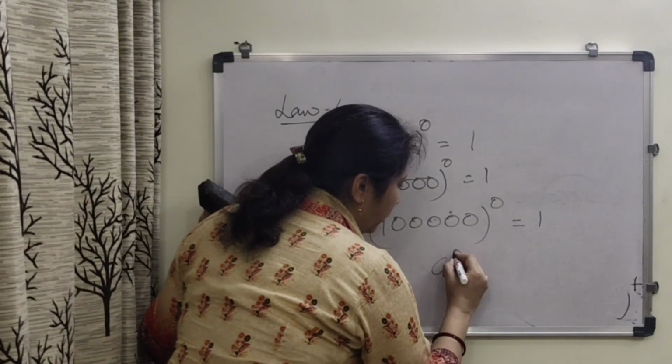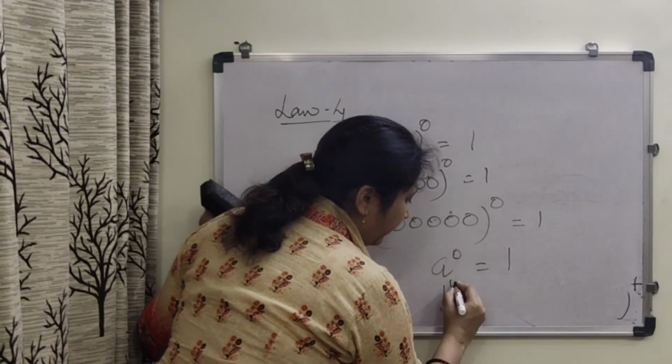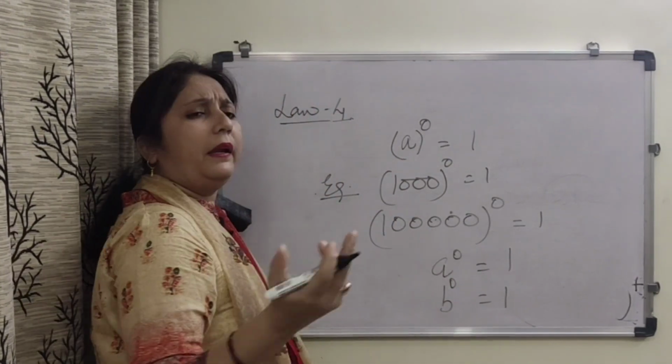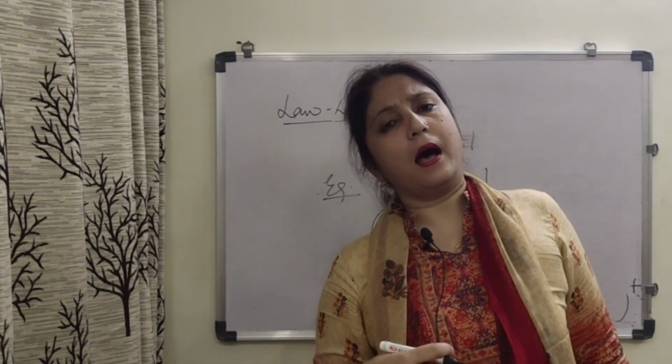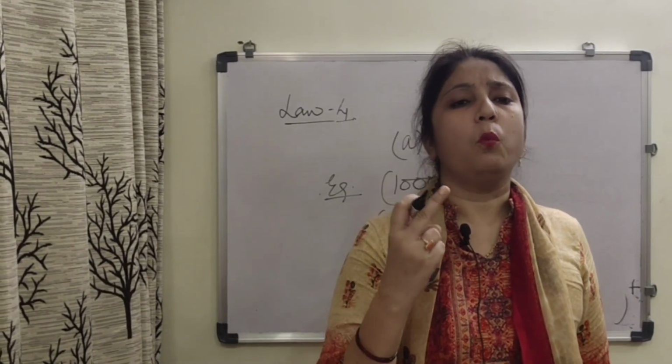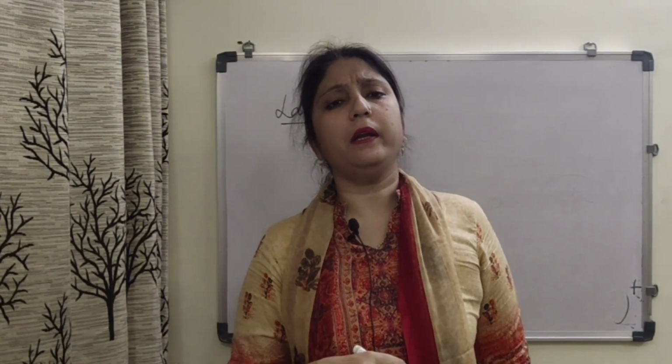A to the power 0, answer is 1. B to the power 0, answer is 1. Any number, any real number to the power 0, the answer will be always 1. Let's move on. Coming to fifth law of exponent.